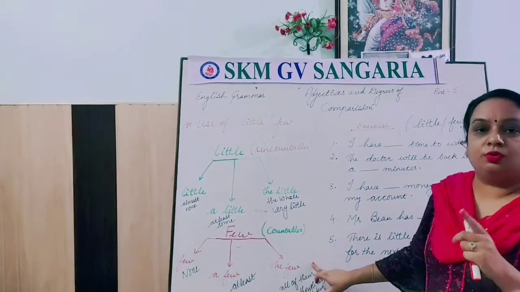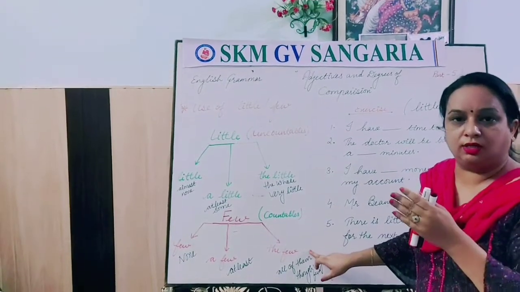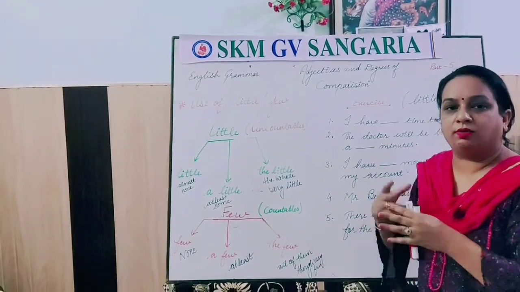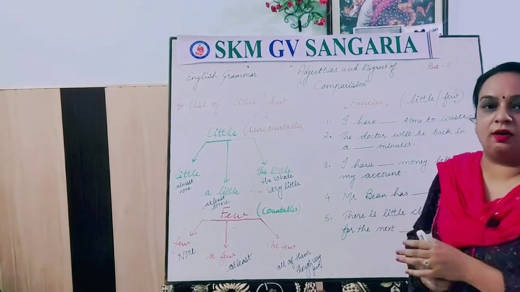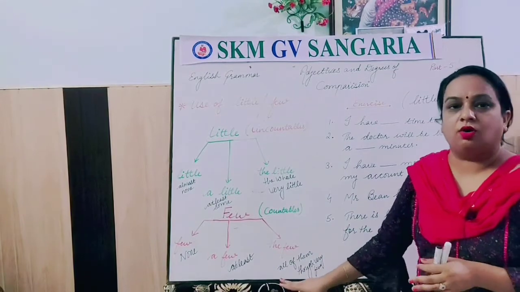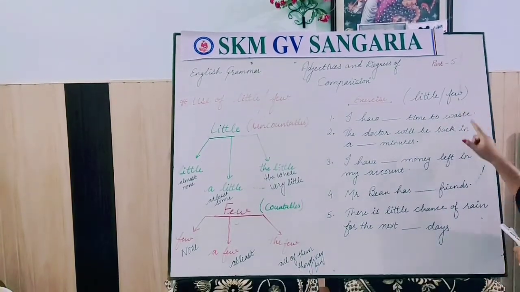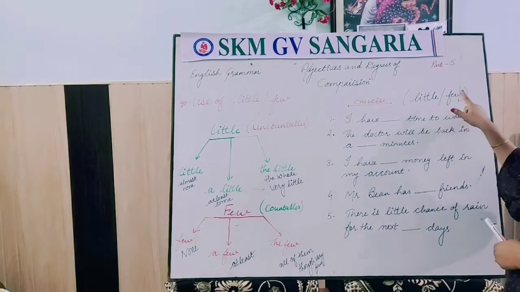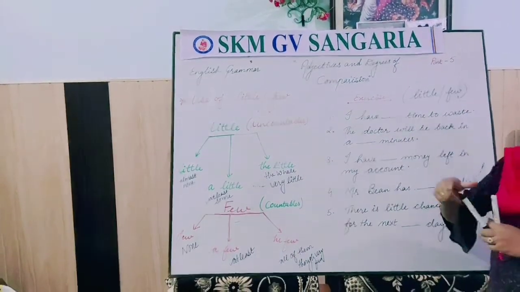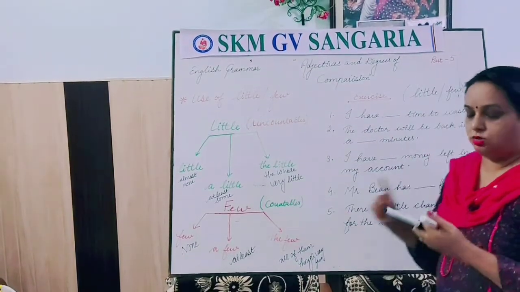If I say the few, I invited the few friends to the party. It means whatever number of friends I have, that is very less actually, but I have called them to the party. Now let's see the examples. Here in this exercise, you have to fill in only little and few. Clear? Once again, I am reminding, little is used with uncountable and few is used with countable.